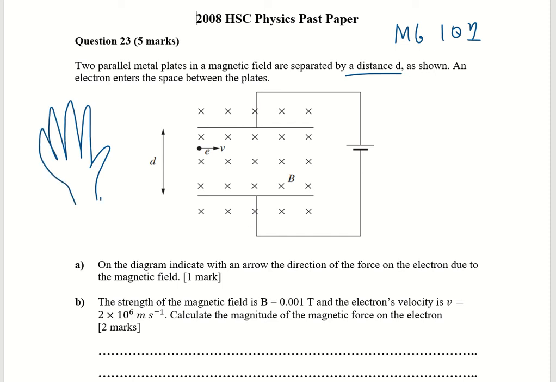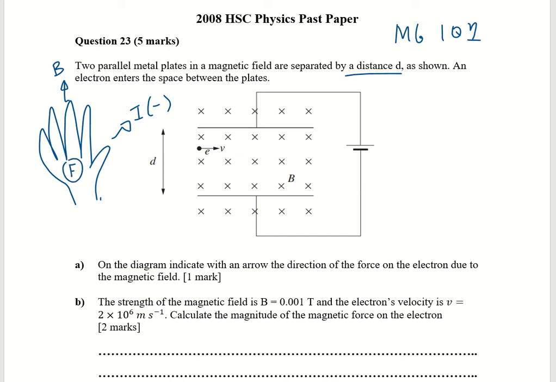So your left hand, the thumb, indicates the current, but for a negative current. In this case, most appropriate for an electron because it's a negative charge. The fingers is the direction of your magnetic field, and your palm is the direction of the force.